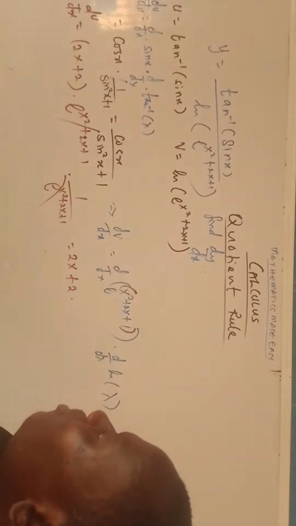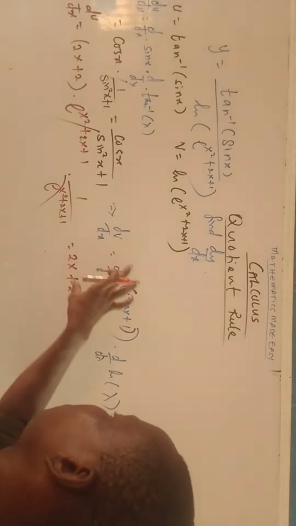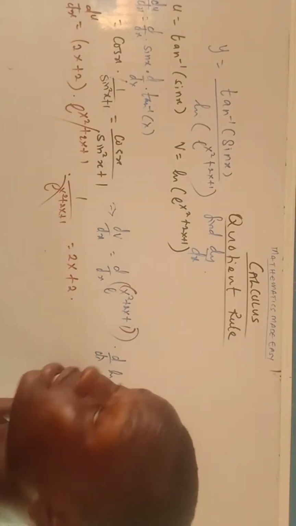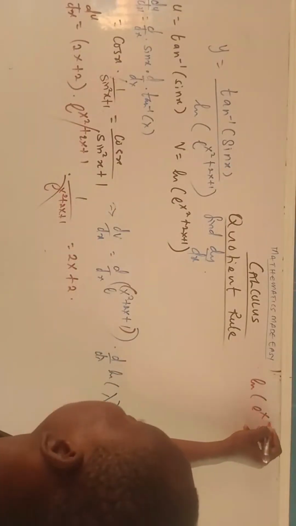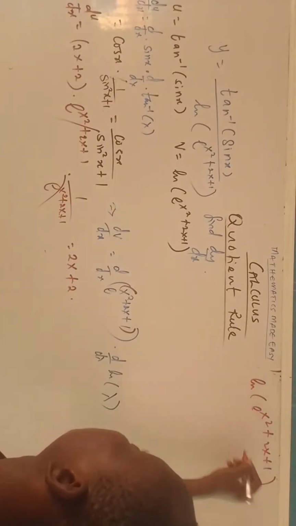Even this is actually beautiful. We don't even need to undergo all this stress. Yeah, this just comes to my mind. We have natural log of e^(x² + 2x + 1). So you can do it this way.